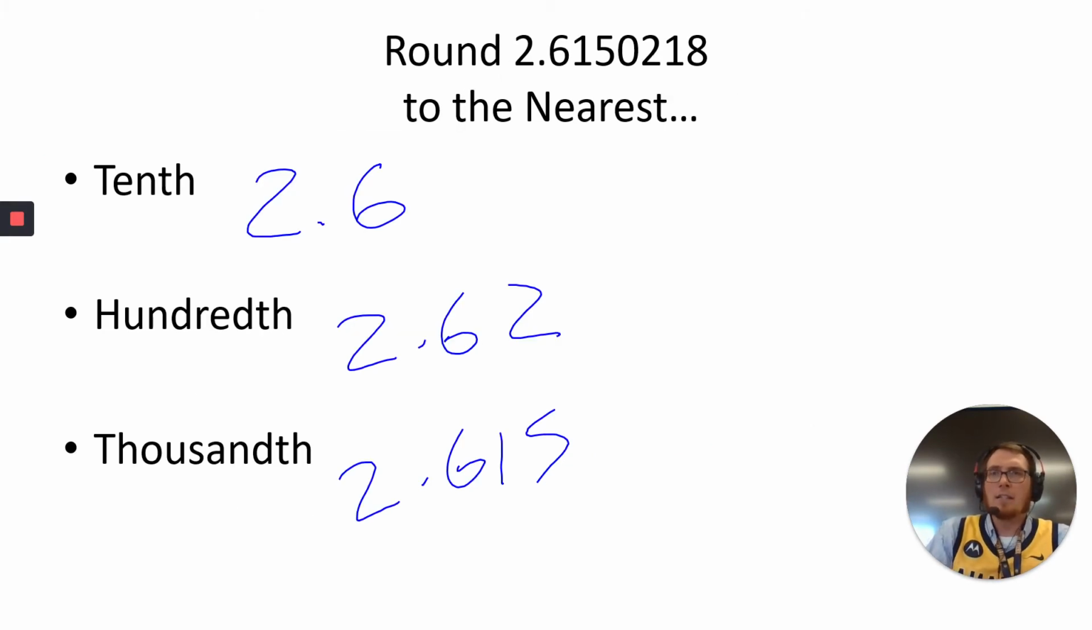So rounding to the nearest tenth, 2.6, because the next number is a 1. The next number is a 5, so you round up to 2 for the hundredths place. Thousandths, you're going to go over to the fourth spot, so tenths, hundredths, thousandths, 10,000ths, and it's a 0. So you round down in order to figure out that it's 2.615.